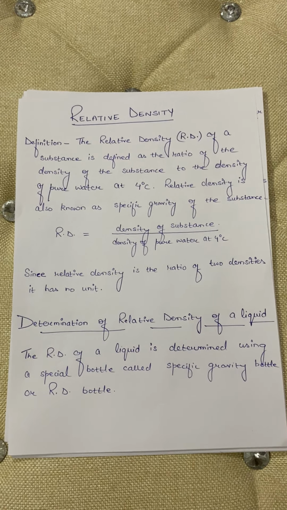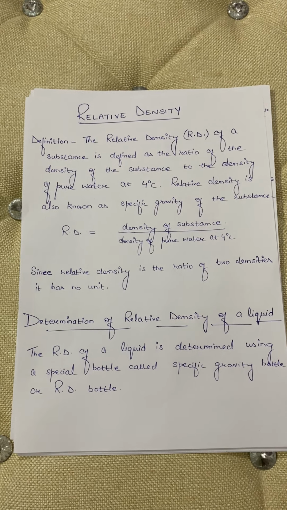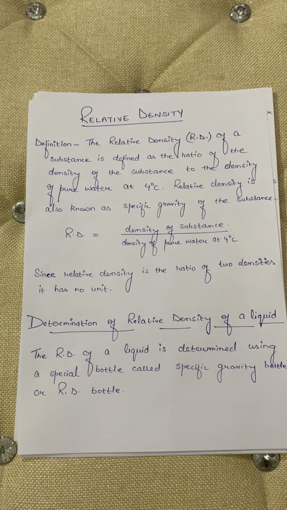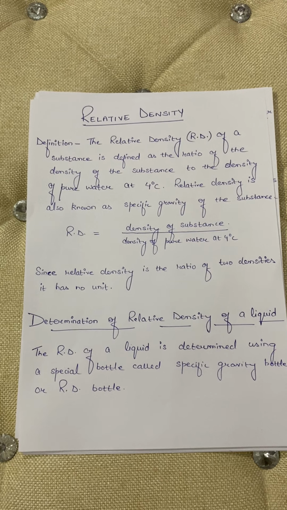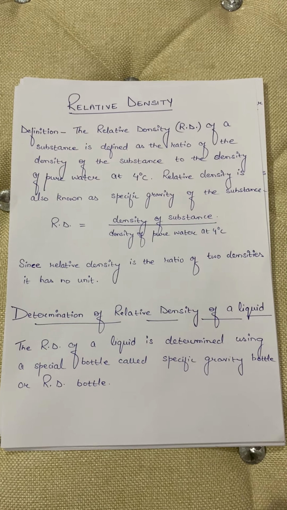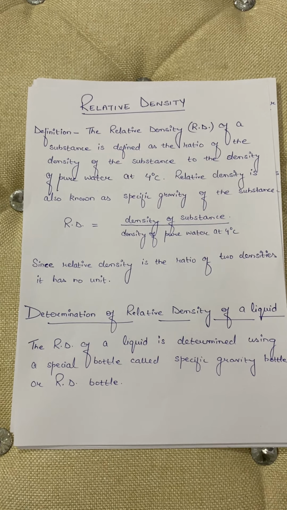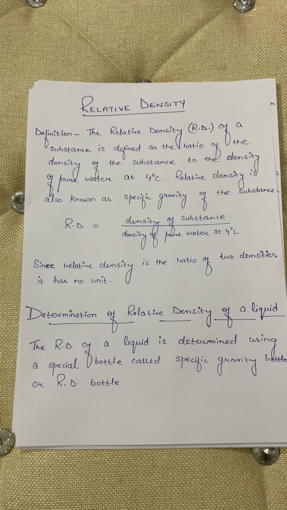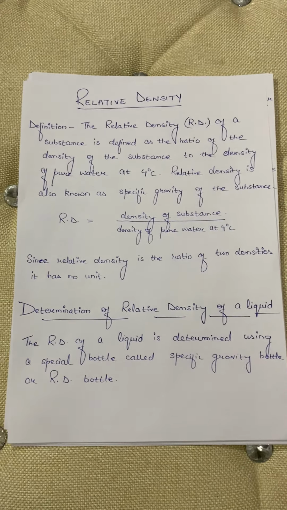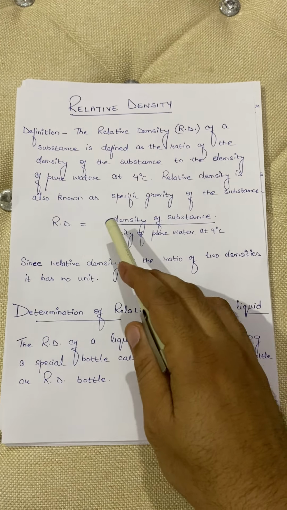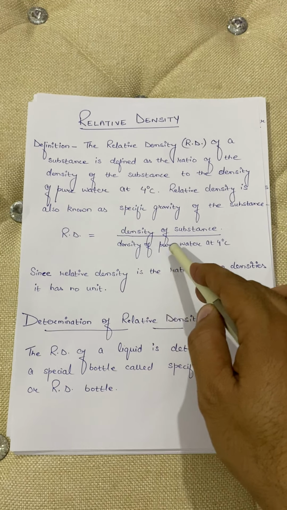First, it is the density of a substance in comparison, relative. The term relative is attached as a prefix, relative to pure water at 4 degrees Celsius, relative to the density of pure water at 4 degrees Celsius. And it is also known by one more name, specific gravity of that particular substance. So, going by the definition, relative density is the density of a substance upon the density of pure water at 4 degrees Celsius.